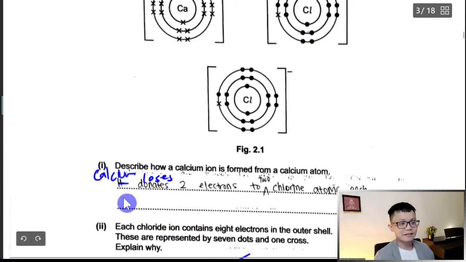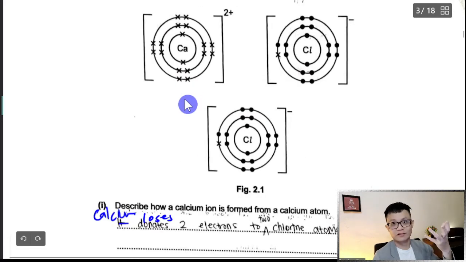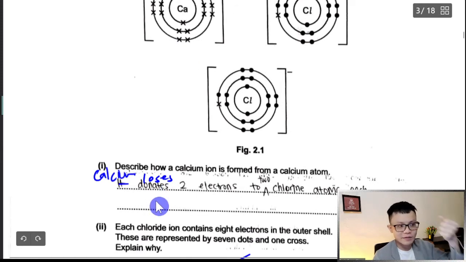Last time I remember I said donate, but I don't use the word donate now. Maybe I learned it from SPM, sometimes the science book I read uses that word, but after that I saw the answer scheme use the word lose. So it makes more sense, because when you say donate, it's more like donating money. I donate the money to you. It's more like a human action. But this is an atom, and lose makes more sense because it really loses the electron. When you say donate, it's like you need to do something to donate.